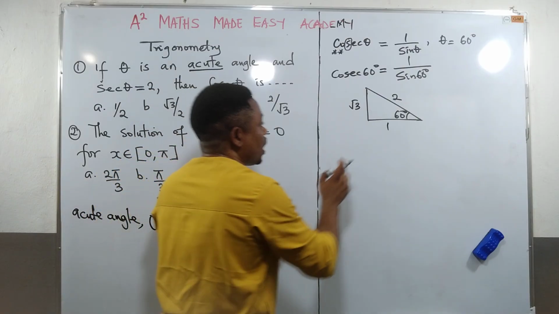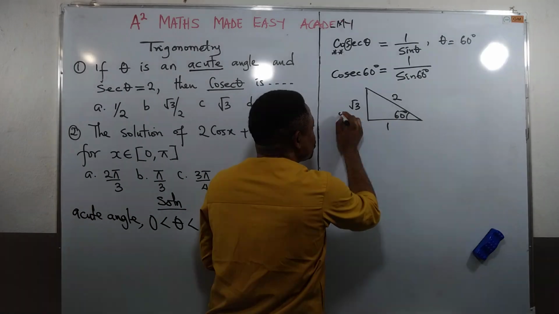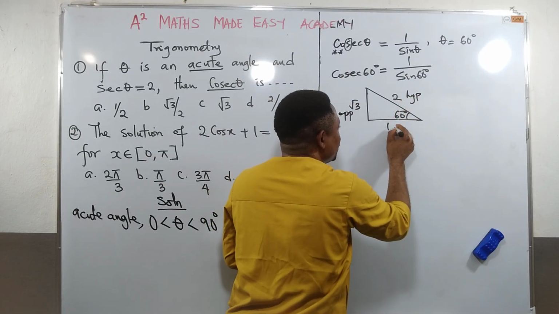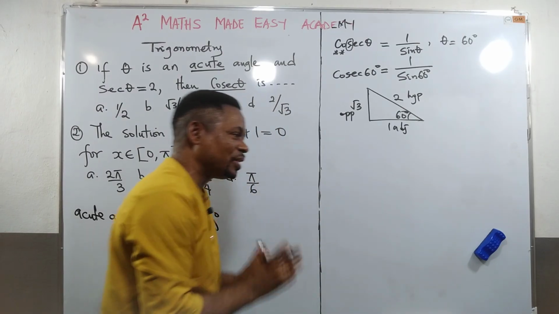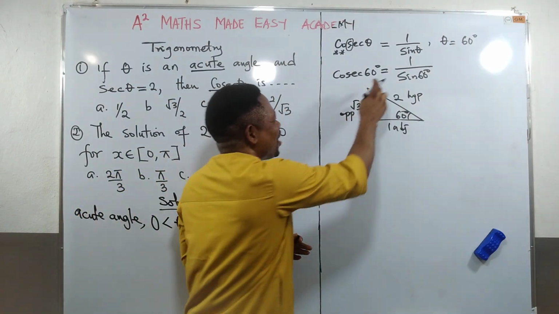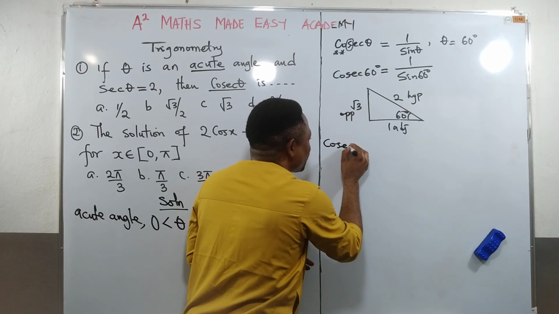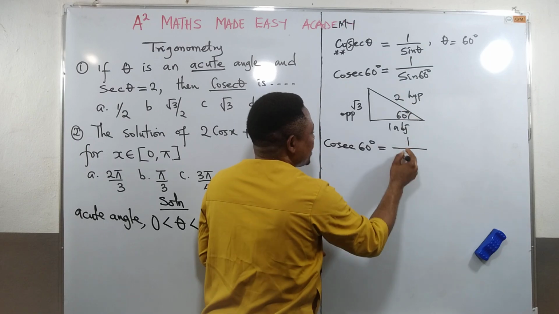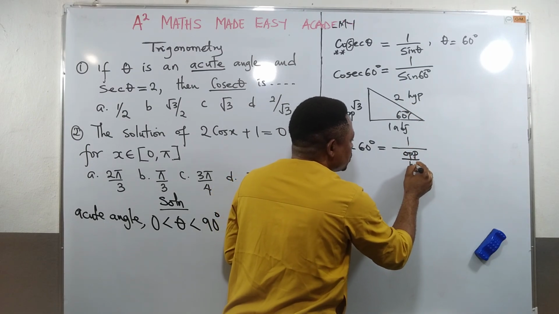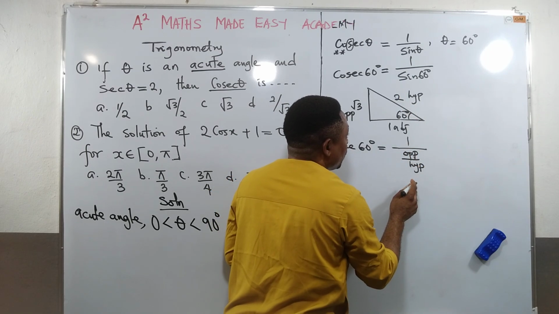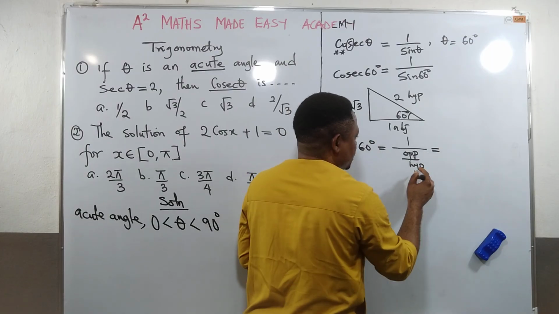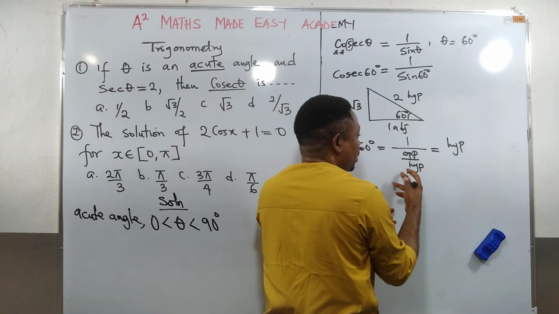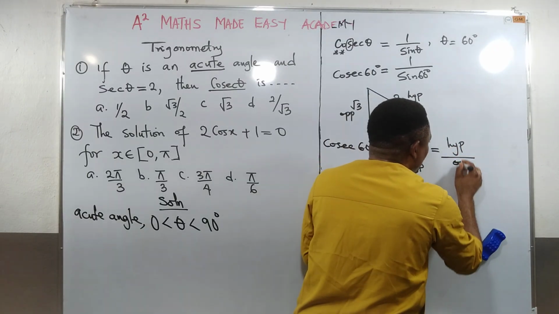Now, if you observe this, if here is 60, this is opposite. This is opposite. This is hypotenuse. Oh my goodness. And this is adjacent. Did you understand? Now, if that is the case, I will go back to this. Cosec 60 degrees is now 1 over sine. What is sine? Sine is opposite all over hypotenuse. Are you with me now? So we don't even need to do that. Then watch this now. Take it up. It becomes hypotenuse all over opposite, but we have to do it so that it will become easier for us.